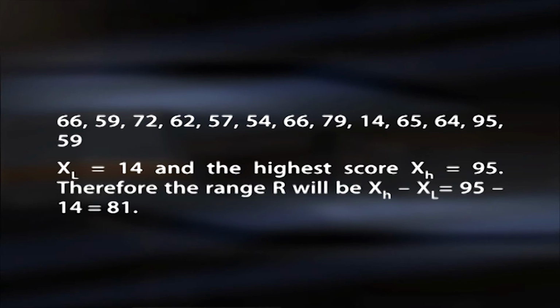Through example, we can find the range in the following set of scores: 66, 59, 72, 62, 57, 54, 66, 79, 14, 65, 64, 95 and 59. If you look at the scores very well, you will notice that the lowest score, that is XL, is 14 and the highest score, that is XH, is 95. Therefore, the range R will be XH - XL, that is 95 - 14, that is 81.